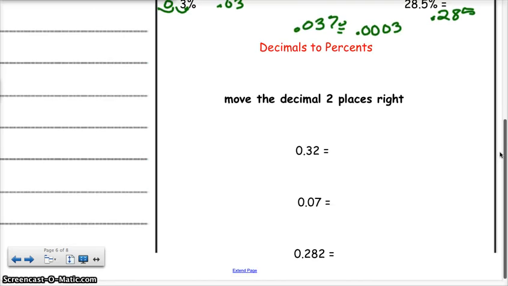And lastly, decimal to percent, 2 spots to the right. 0.32 is 32%. 0.07 is 7%. And 0.282 is 28.2%. Is that it? That was the last page, right? No, wait, there's two.